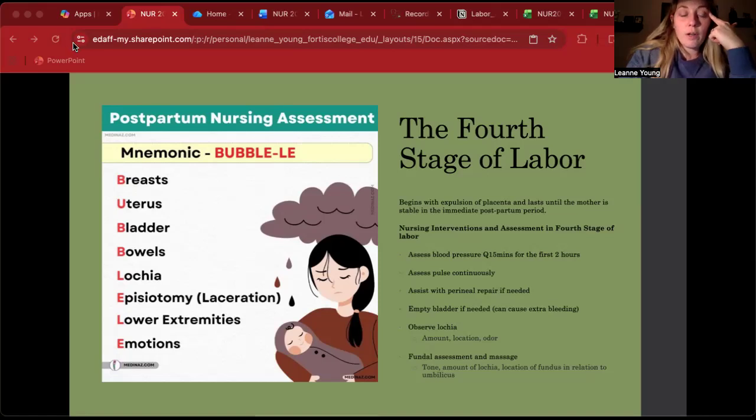Okay. So for our nursing assessment here, I have this mnemonic over to the side, BUBBLE. We're going to assess her breasts for any tenderness, her uterus for her tone, make sure that there's no bleeding. Does she need to pee or poop? What is her bleeding, her lochia, which is what we call bleeding in OB, lochia from your perineum. And then episiotomy. Does she have a laceration? How does it look? Is it getting infected? Is it healing properly? And then any lower extremity issues like DVTs. Has she been bedbound for a while? Like, what was her labor like? And then emotionally, how is the mom doing? How is she bonding with her newborn baby?